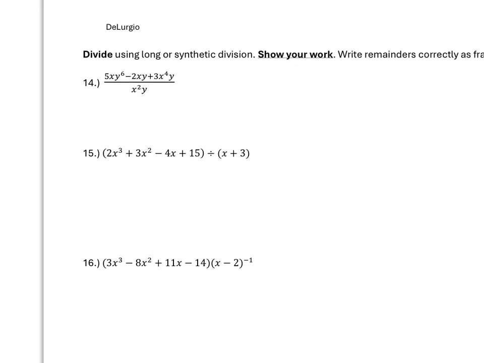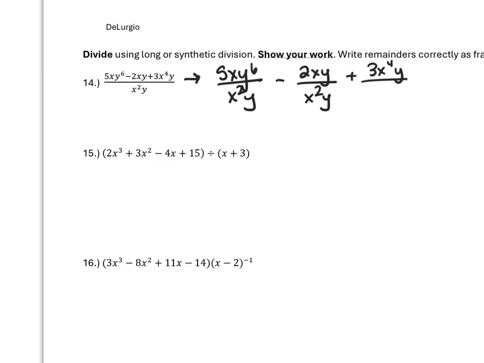Okay, and then this is division. So you can use long division or synthetic division or basic simplifying division, which number 14 is going to be. So this one, we just need to divide each term by x squared y. So I'm going to split it up. I'm going to say 5xy to the 6th over x squared y minus 2xy over x squared y plus 3x to the 4th y over x squared y. And then I'm just going to simplify each of these.